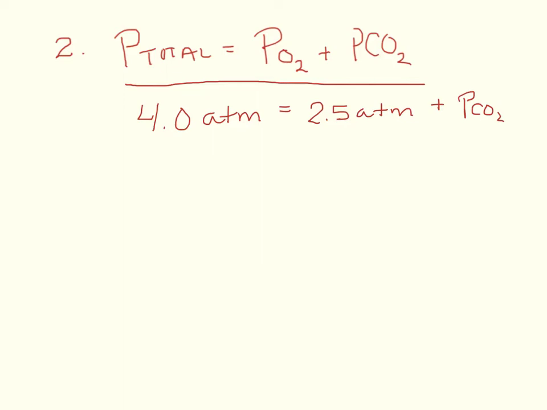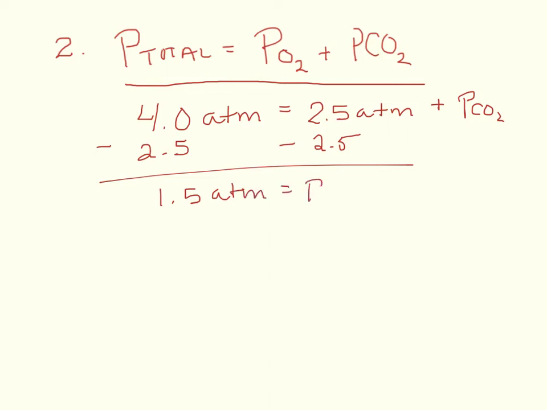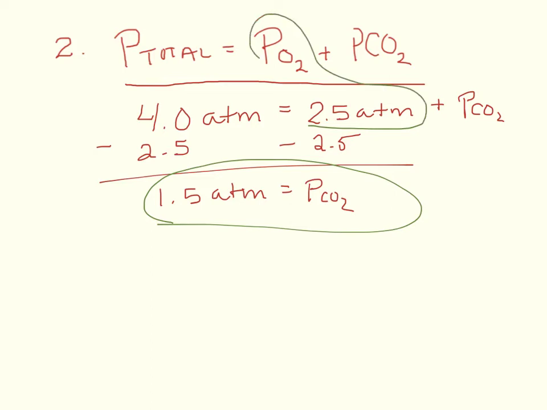So really, you're just solving for X. I'm going to subtract 2.5 from both sides, minus 2.5. And so the pressure of the CO2 is going to equal 1.5 atm. So that's part of the answer. The other part of the question was, what's the partial pressure of oxygen? But that was just given to us right here, so we didn't really need to do anything to find that.